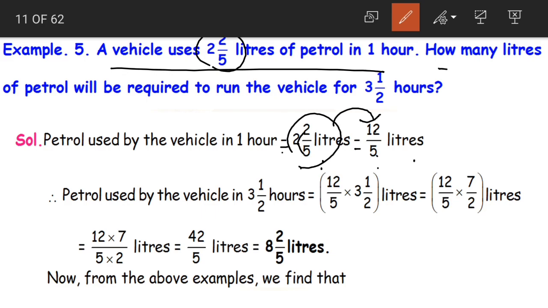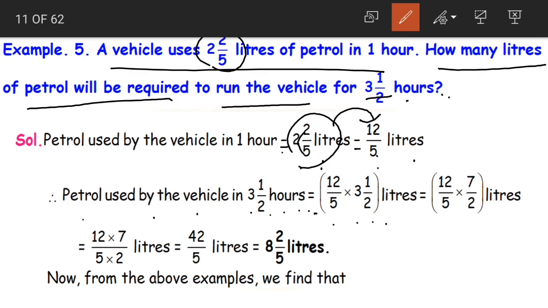Now the next sentence is, how many liters of petrol will be required to run the vehicle for 3.5 hours? Now the petrol used by vehicle in 3.5 hours will be equal to what? We've already done this in your previous classes, right? In your 5th or 6th classes. See, in 1 hour, the vehicle is using 12 by 5 liters. So how much will it use in 3.5 hours? How do we find out? We multiply. Yes, we multiply.